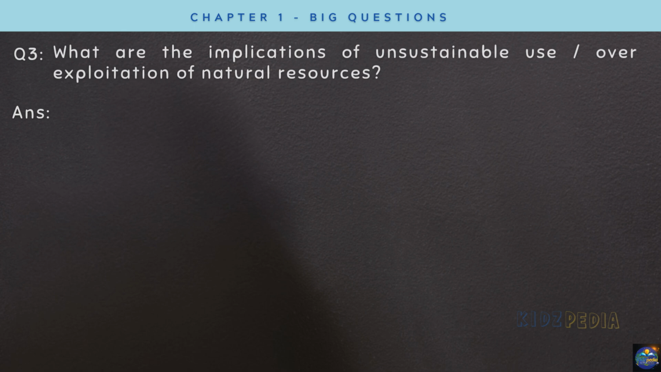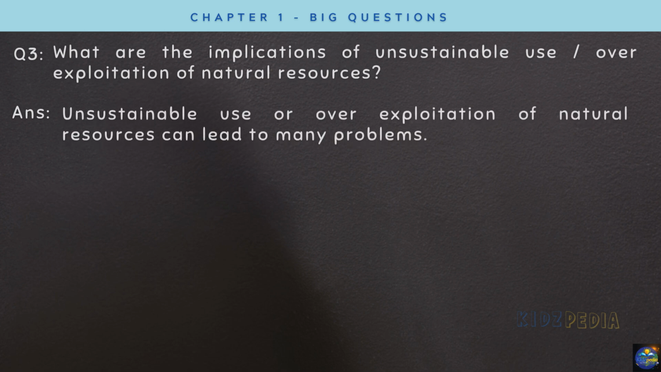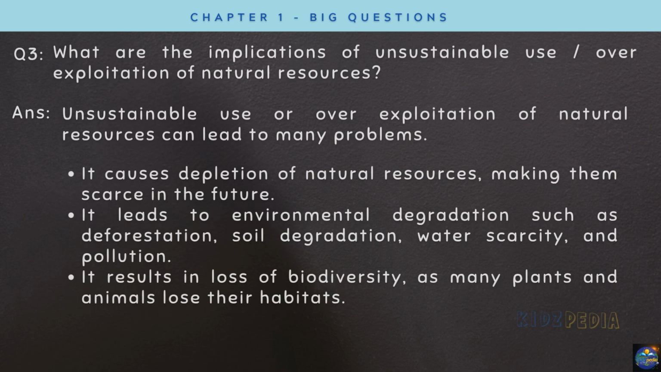Third question, what are the implications of unsustainable use or overexploitation of natural resources? Unsustainable use or overexploitation of natural resources means using resources faster than nature can restore or regenerate them. This can lead to many problems. It causes depletion of natural resources, making them scarce in the future.